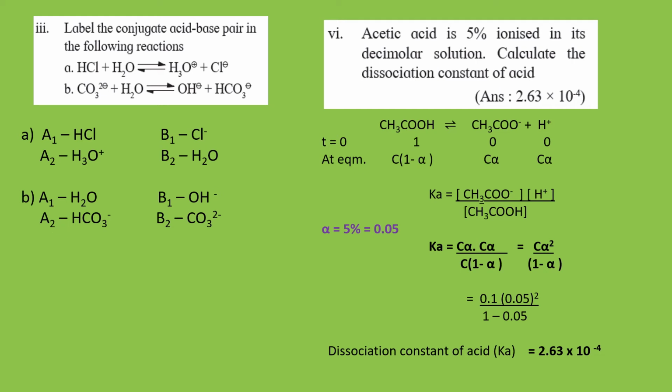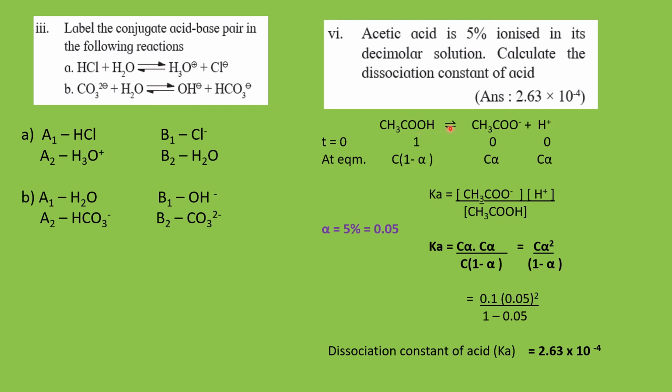Sixth question. Acetic acid is 5% ionized in its decimolar solution. Calculate the dissociation constant of the acid. It is given that acetic acid is 5% ionized, which means the degree of dissociation alpha is 5%, which is equal to 5 upon 100, which is equal to 0.05. Secondly, it is given that it is a decimolar solution. That means the concentration of the solution is 0.1.